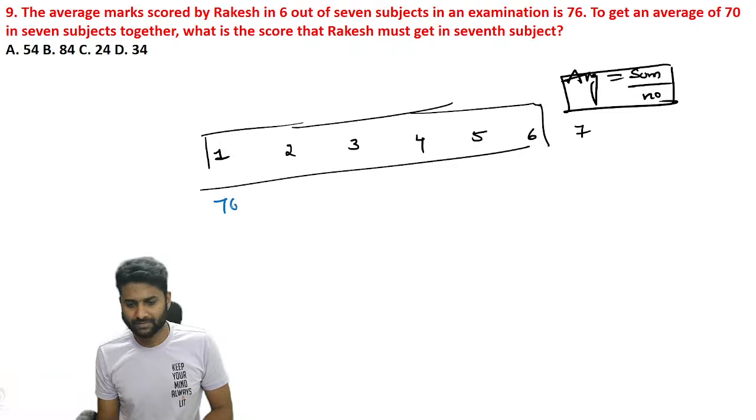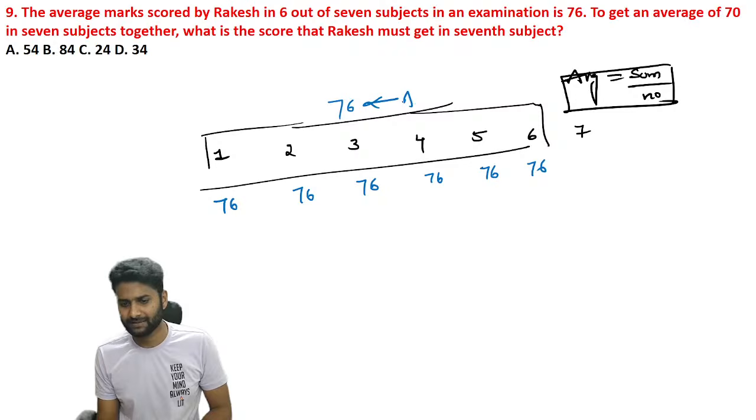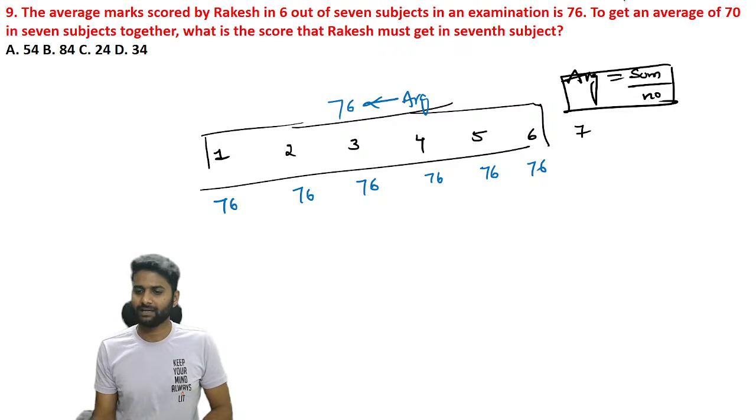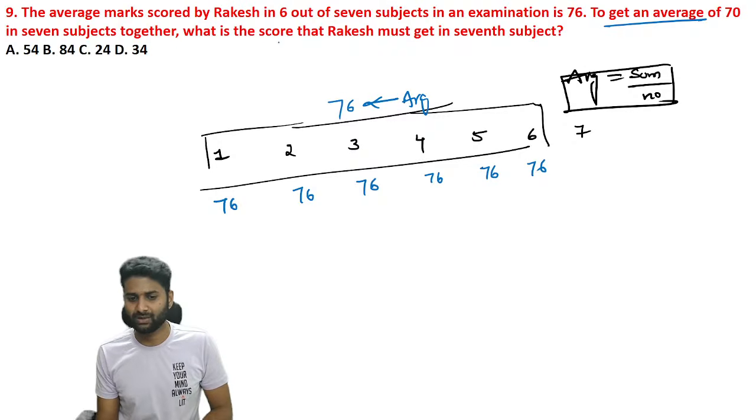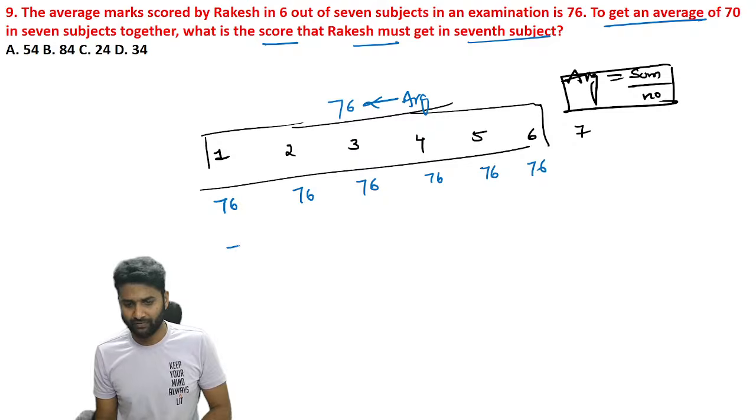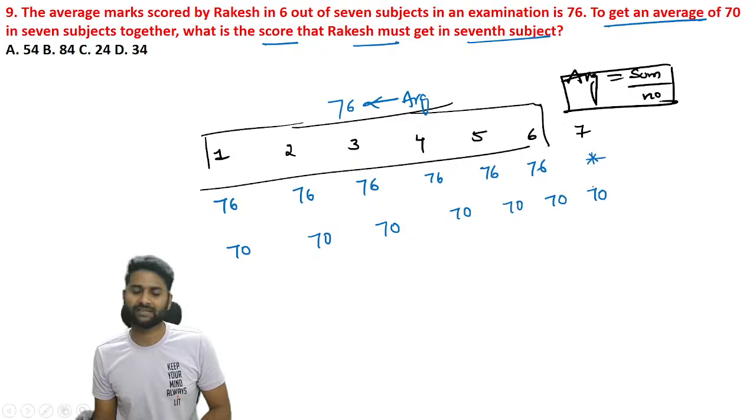If we got 76 in every subject, then the overall average is also 76, right? But to get an average of 70 over 7 subjects together, what is the score Rakesh must get in the 7th subject? Now we need 70, if you compare with all the subjects. So how much did he score in the 7th subject?